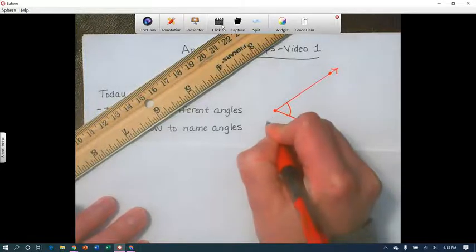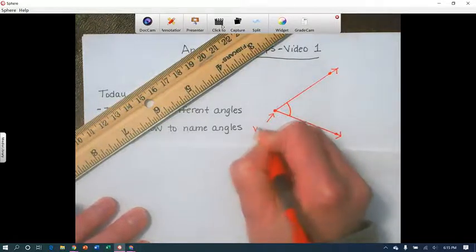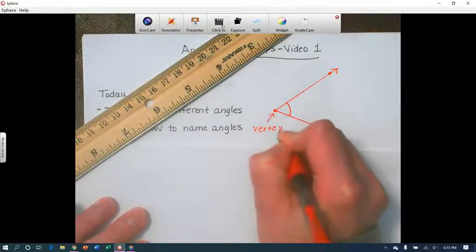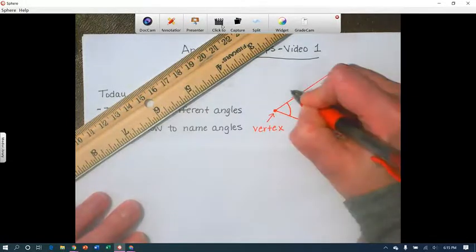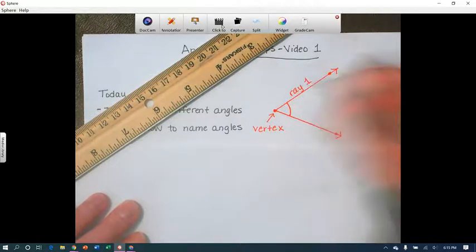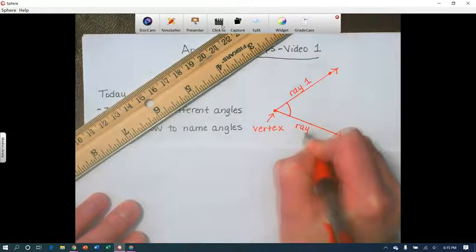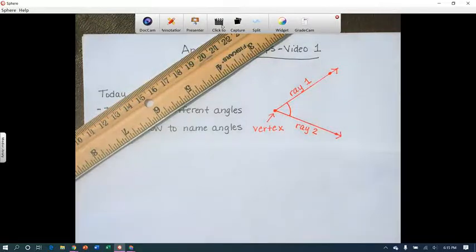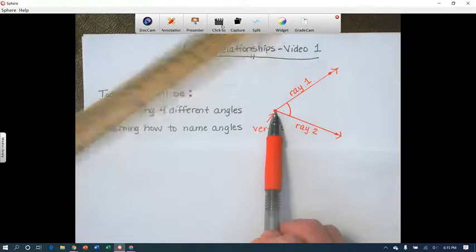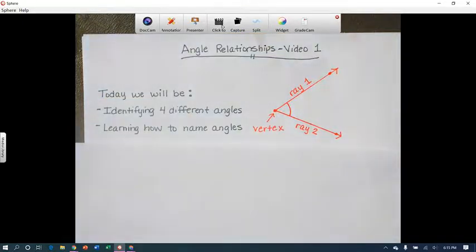This vocabulary word is the vertex. So that is where the two rays intersect. So we have ray 1 and ray 2. And they intersect at the vertex. And so today we're going to talk about two different things. We're going to talk about, first of all, some different types of angles, which you should have talked about probably in elementary school. And we're also going to review how to name angles. So let's look at these first few angles.